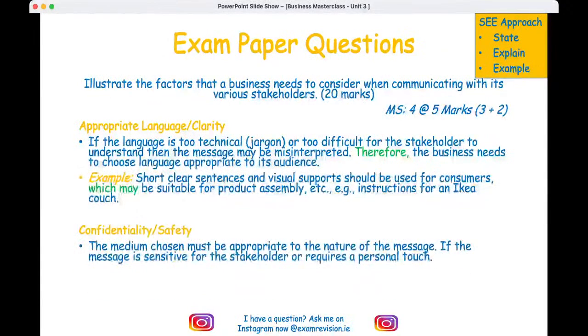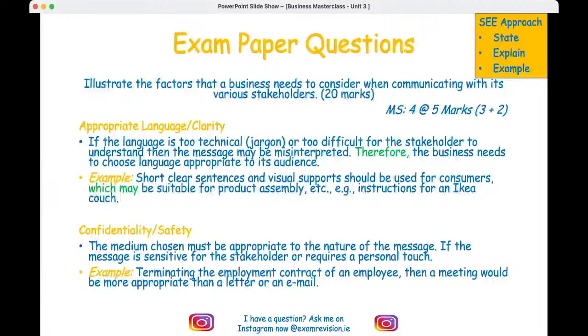Confidentiality or safety. The medium chosen must be appropriate to the nature of the message, if the message is sensitive for the stakeholders or requires a personal touch. Example: terminating an employee's contract. You wouldn't just send them a text message. You wouldn't just send them an email or a letter. You would have a meeting, and then you might send a letter afterwards. But you would have a meeting. You would probably do it face to face.